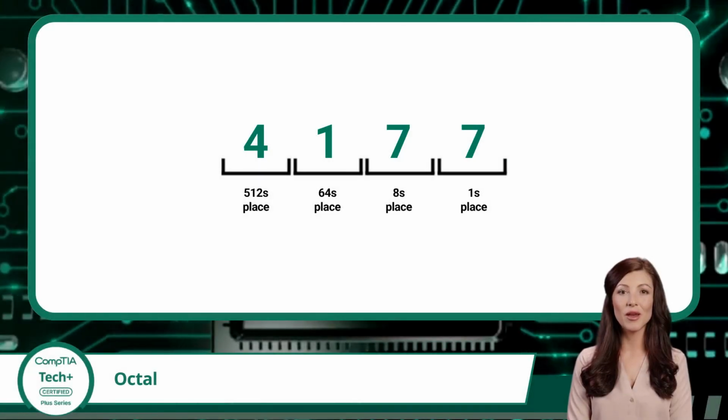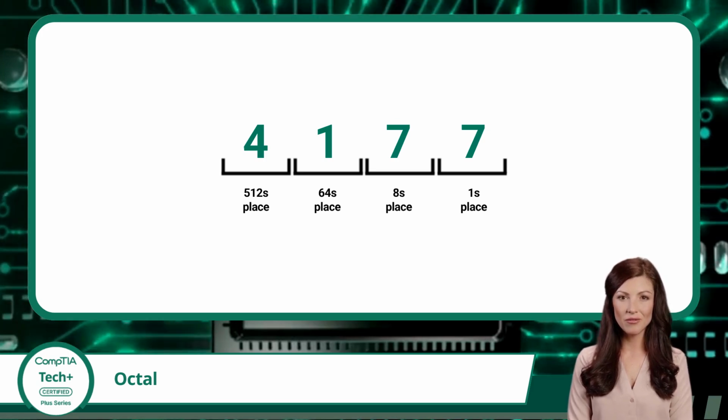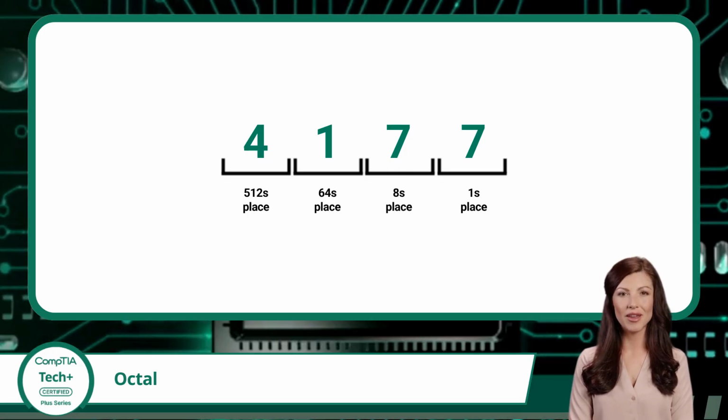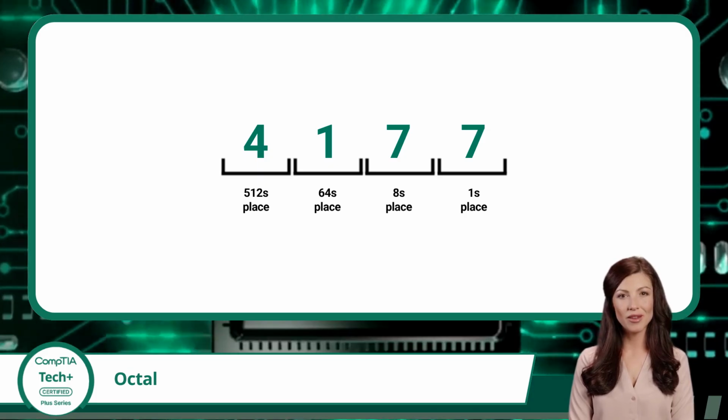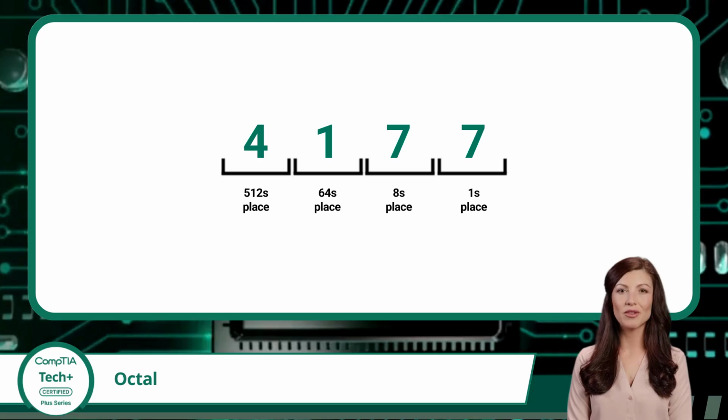Now let's talk about how octal works. Just like decimal increases by factors of 10, and binary increases by factors of 2, octal increases by factors of 8. So the place values in octal go like this. The far right digit is worth 1. The next digit to the left is worth 8. Then comes 64. Then 512. After that, the pattern continues, multiplying by 8 each time you move to the left.